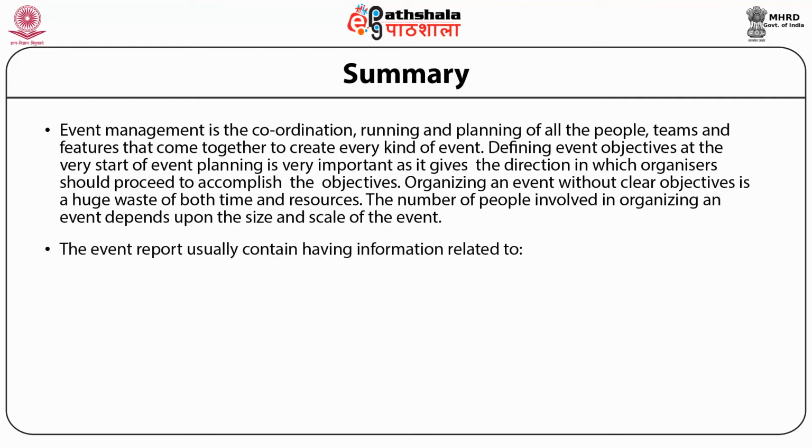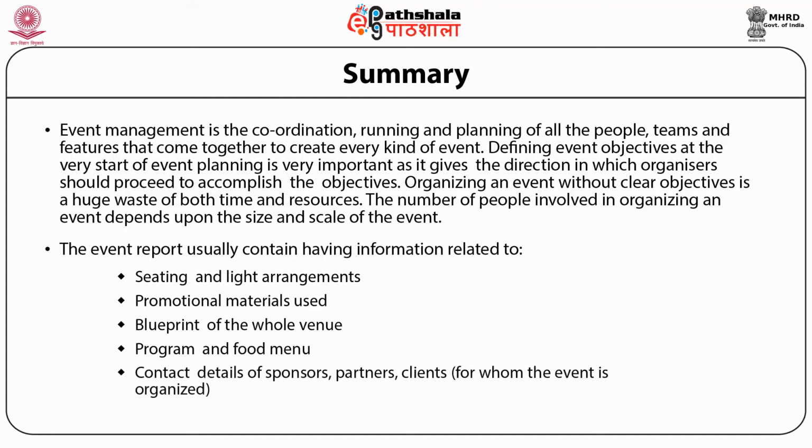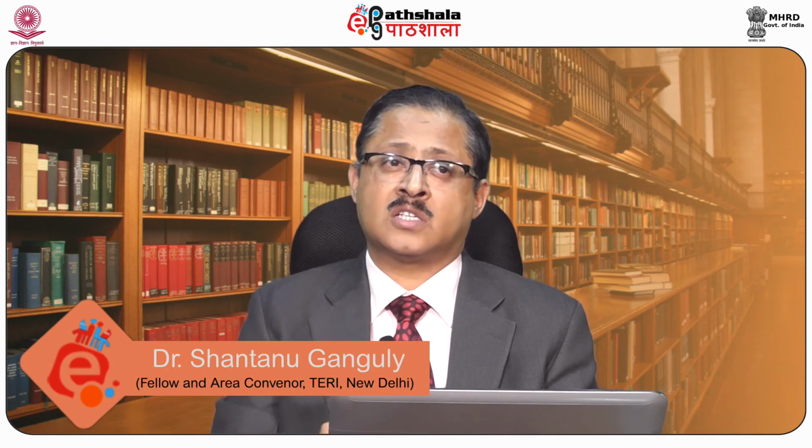The event report usually contains information related to seating and light arrangements, promotional materials used, a blueprint of the whole venue, program and food details, and contact details of the sponsors, partners, clients for whom the event is organized, and the service providers. So, I'm sure that with the help of this module, in which I have given you a checklist, you will be able to meticulously examine each and every component to organize a successful event in the field of library and information centers.